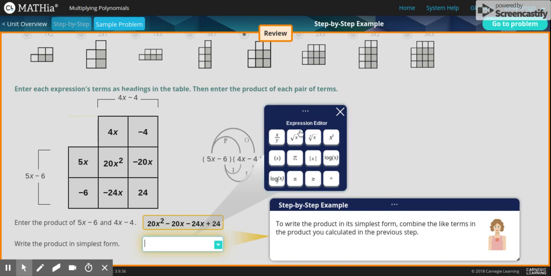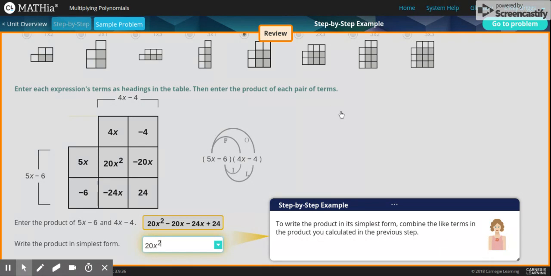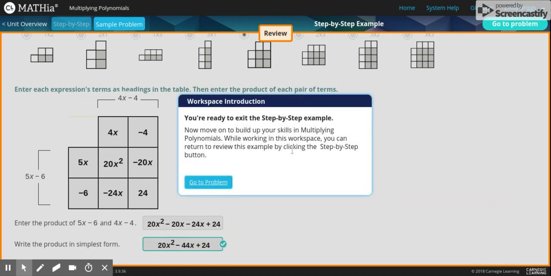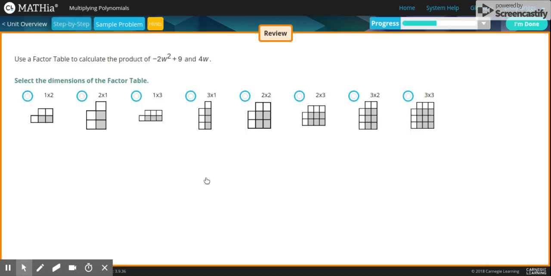And then the last thing you need to do is you combine any like terms. So 20x to the power of 2 does not have a like term, but negative 20x and negative 24x both have a like term. So it'd be negative 44x. And this time you're just adding so the x's don't go to the second power. And then you add 24. And then you're ready to go to the problem. Sure. And I'll do one more problem.